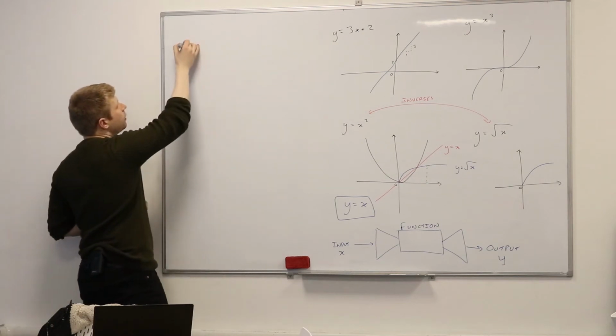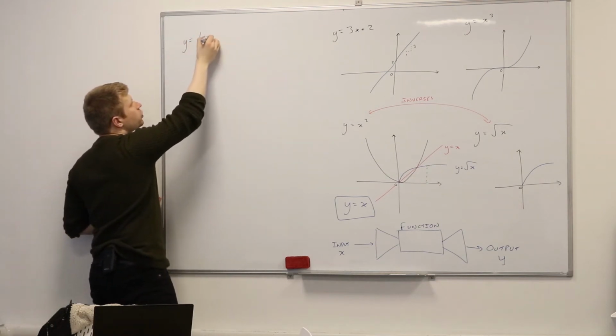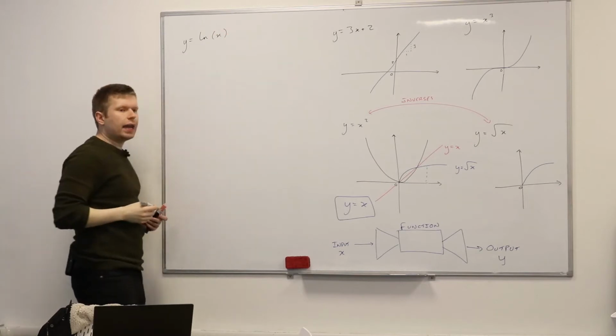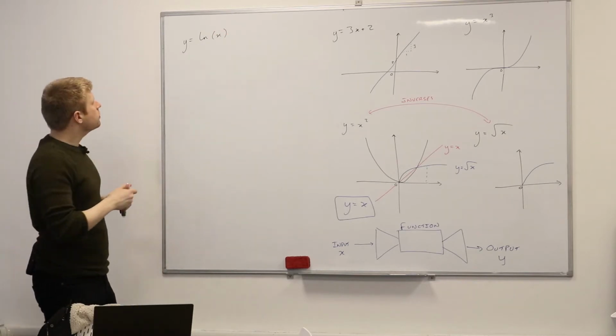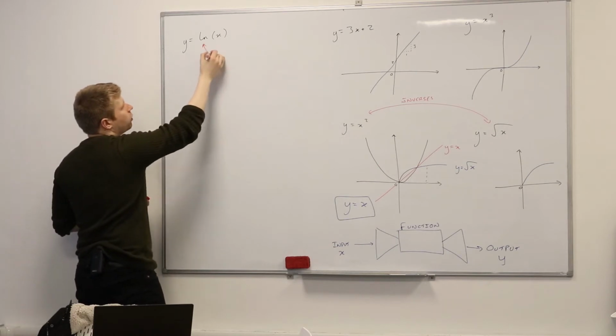So we have here y equals the natural log of x, or ln of x. This ln stands for the natural log, or log natural.